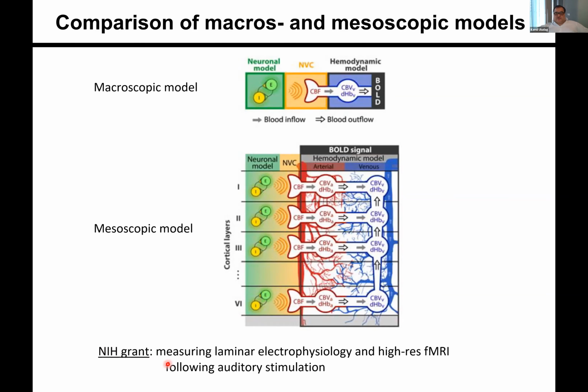Now we have an ongoing NIH grant where we are measuring laminar fMRI and electrophysiology in patients, not simultaneously, but using the same stimulation paradigm. We are measuring laminar electrophysiology in patients, and the same patients with the same experimental design go to the MRI scanner, and we are measuring laminar fMRI. With that, we want to see whether we can link the fMRI signal to electrophysiology using the model. Of course, I expect that the neuronal model is the one where I think the most development will happen. This also will be the case on the mesoscopic level.